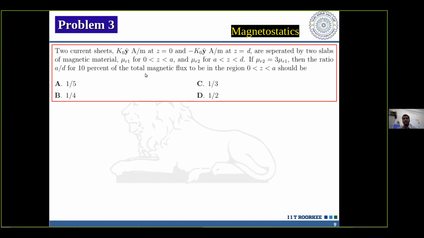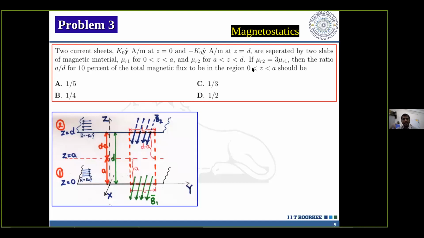So how to go about it? As I said, I will draw a diagram first. You may think that this is a complicated diagram, but it is not. Let me explain what is there in this diagram. So this is the x axis, y axis. I have set up my coordinate system, z.